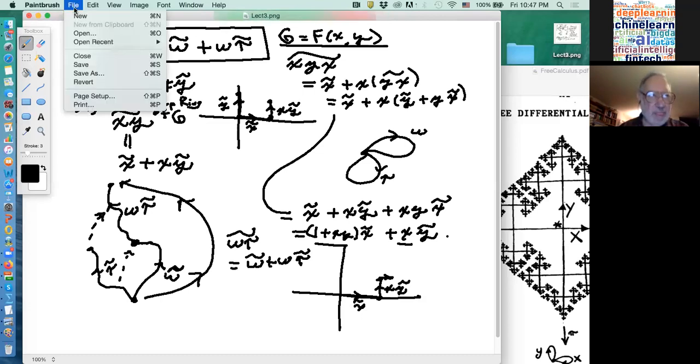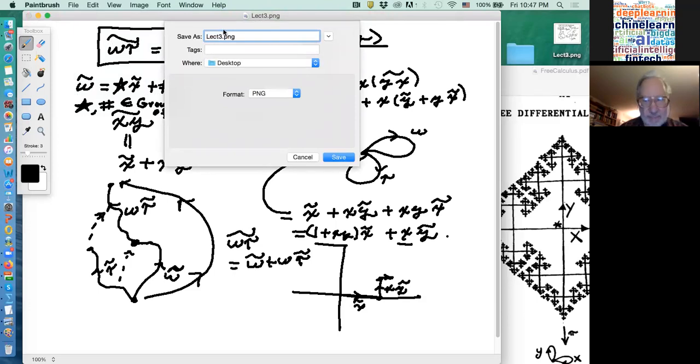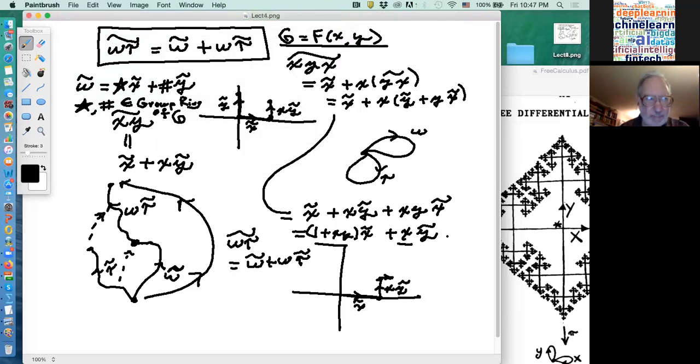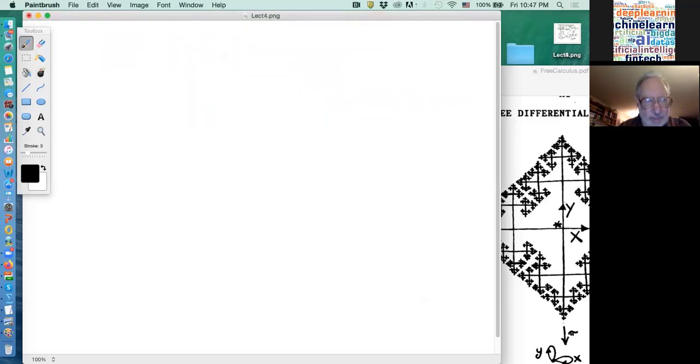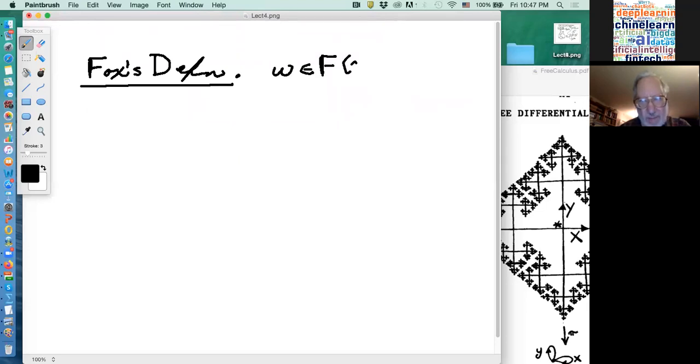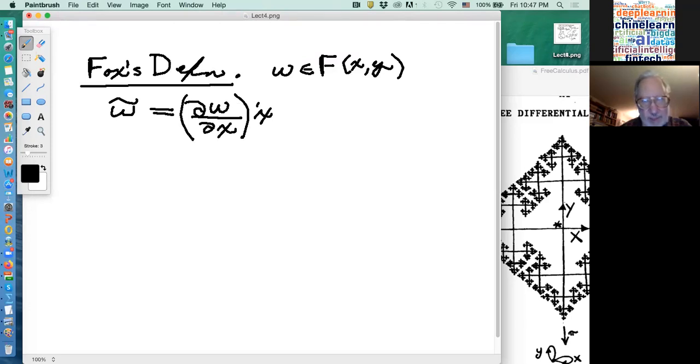Time for a new slide. So Fox's definition is that for W belonging to the free group on X and Y, and W tilde, our element in the covering space, W tilde is equal to the partial of W with respect to X, times X tilde, plus the partial of W with respect to Y times Y tilde. He calls these the free derivatives.